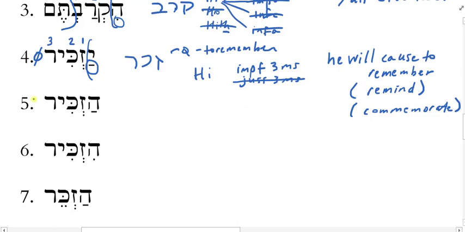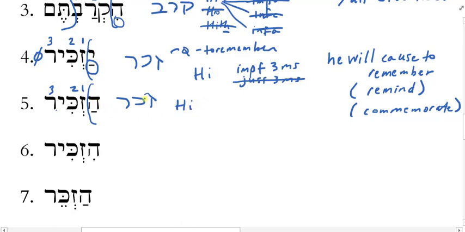All right. Look at number 5. I have hazkir. So you see my 3 root letters again? So there's zakar. Now I've got a hey prefix. So, this is chapter 30, so let's just skip the hofal niceties. There's no tav. It's not a hithpael. This has got to be a hifil, right?